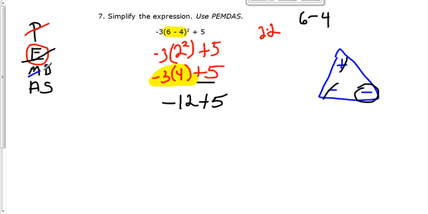Again, we're done multiplying and we didn't have any divide. So now we're with add and subtract. Here I have negatives and positives. I can't put them together because they're opposites. I really have to subtract. 12 take away 5. And 12 take away 5 is 7. I'm going to have more negatives than I have positives. So my answer is going to be negative 7.